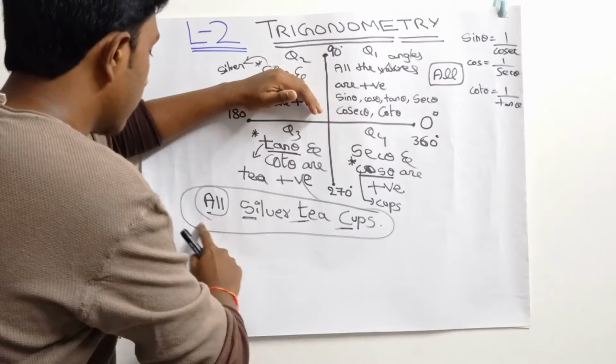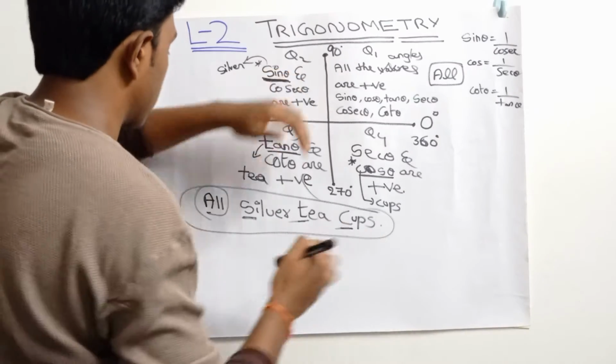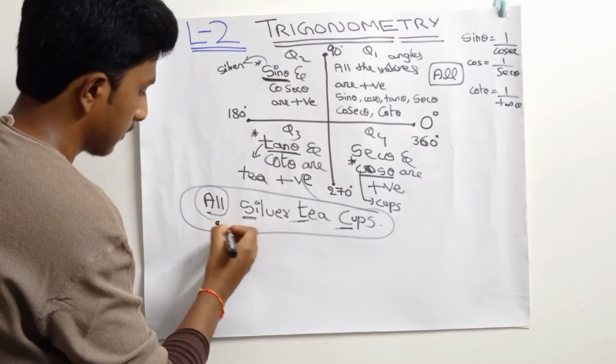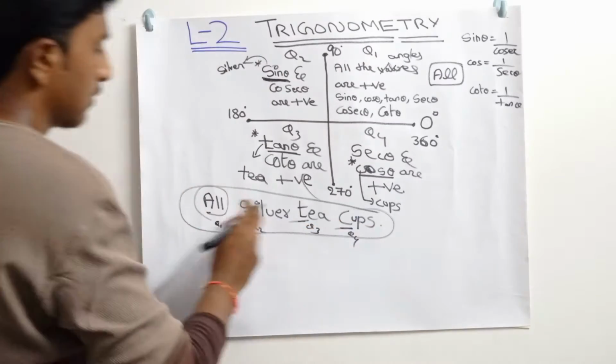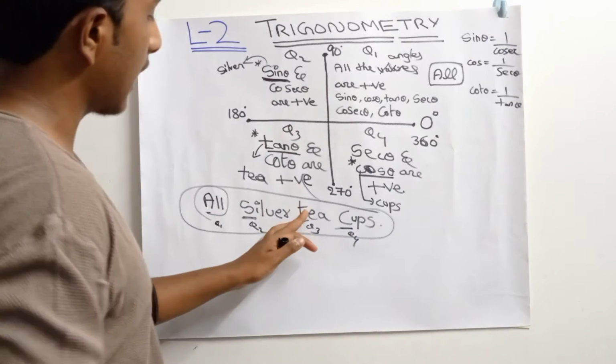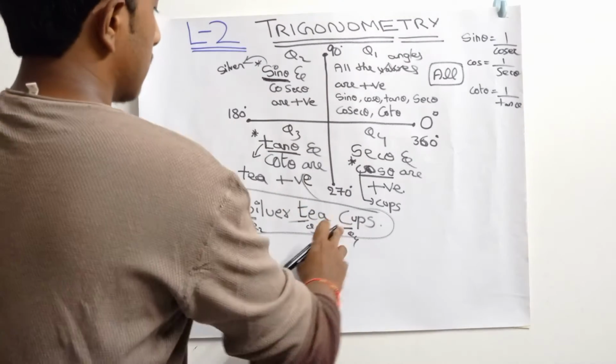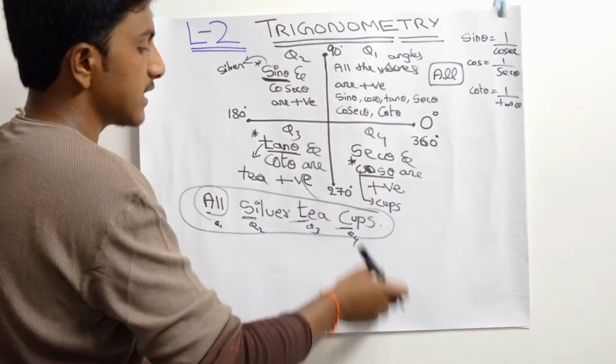Now moving to the first quadrant, second quadrant, third quadrant, fourth quadrant. You can also mark in this way. All, silver. T means tan and its inverse, tan and cot. C means cos and secant, its inverse.